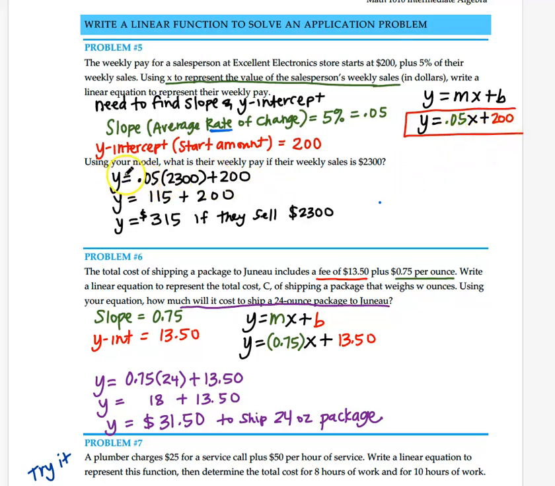And then the next part says, what will their weekly pay be if they sell $2,300? So that sale, remember, is going to be what we have in place of x here. X is the value of the salesperson's weekly sales, so that's how much they sold. We'll put that in place of x. When we solve that through, we get $315 if they sell $2,300 that week.